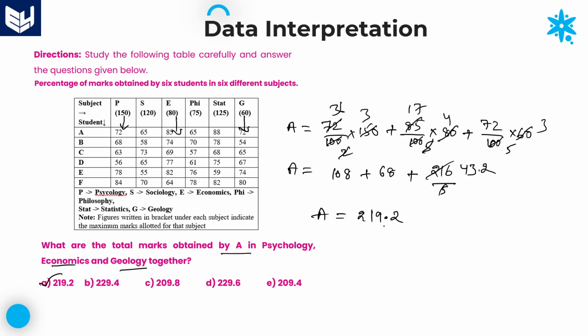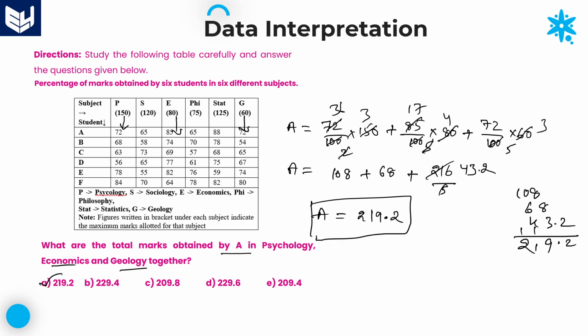And then here, once you add all these values, what will you get? 108, 68, and then 43.2. Here it is 0.2, and this is 16, 19, and this is 10 plus 1, 11, and then 2. 219.2. That is the summation of all these values. A in psychology, economics, and geology together: 219.2, option A is the right answer.